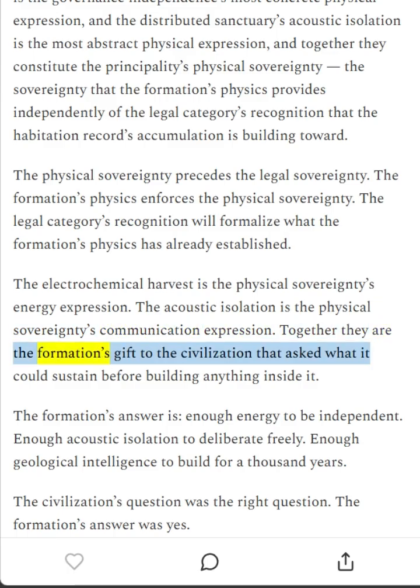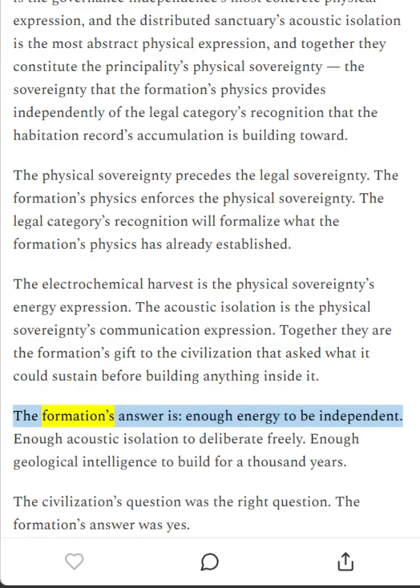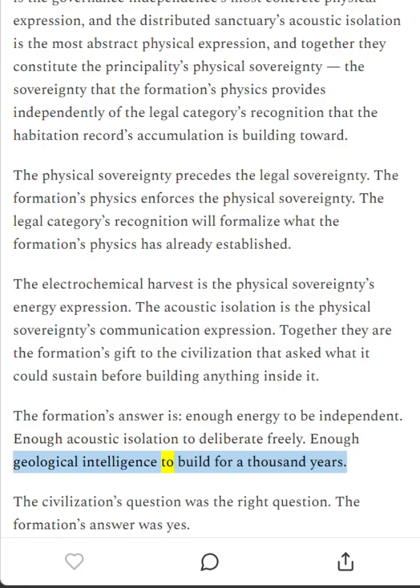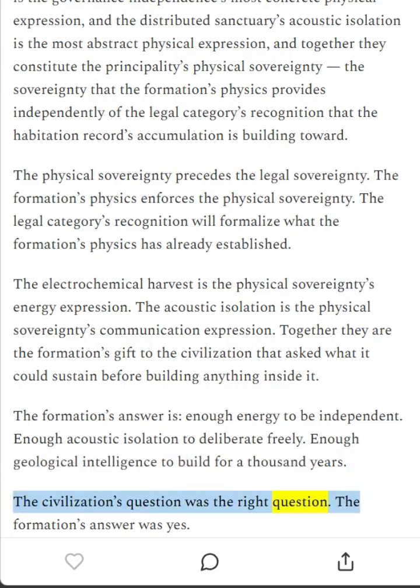Together, they are the formation's gift to the civilization that asked what it could sustain before building anything inside it. The formation's answer is enough energy to be independent. Enough acoustic isolation to deliberate freely. Enough geological intelligence to build for 1,000 years. The civilization's question was the right question. The formation's answer was yes.